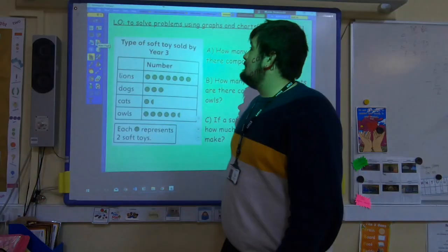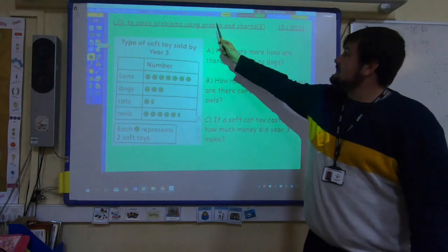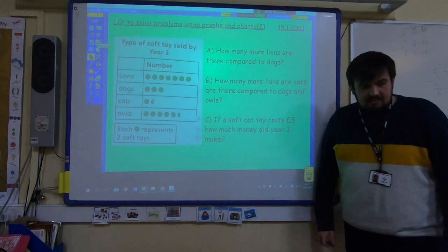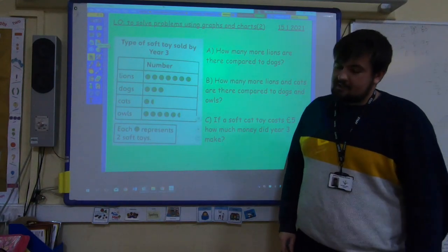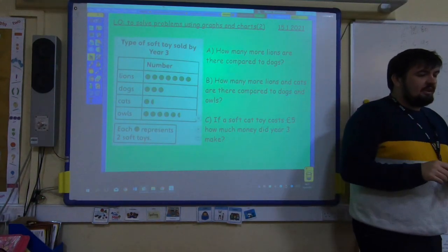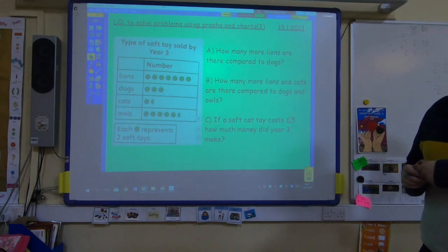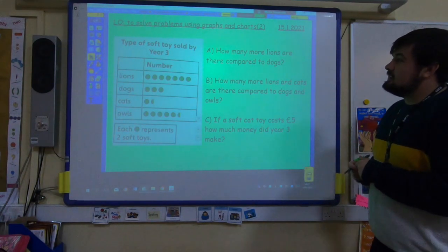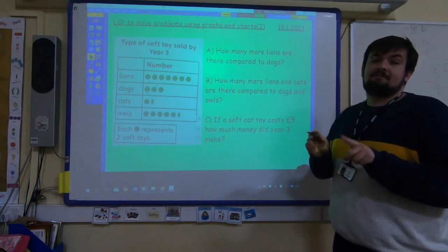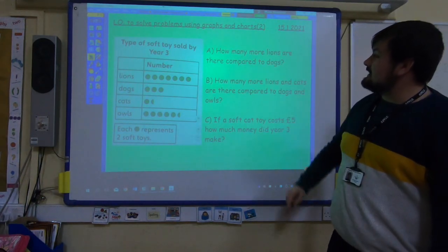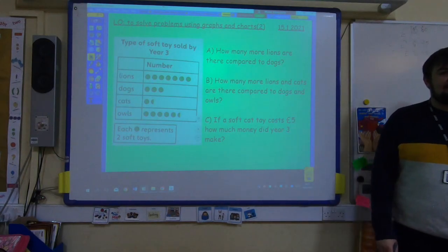Okay. Well, today I've got our learning objective: to solve problems using graphs and charts. What's the 2 mean again? Why have I put that little 2 in brackets at the end? Ellie Mae? Because this is our second time. Yeah, we're going to do it our second time we're looking at this specific thing.